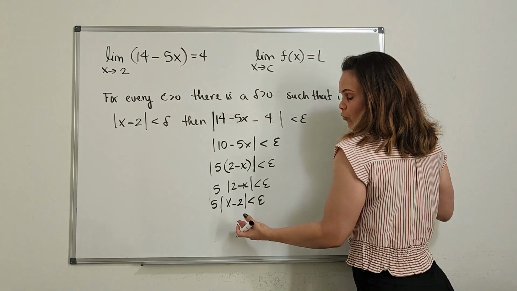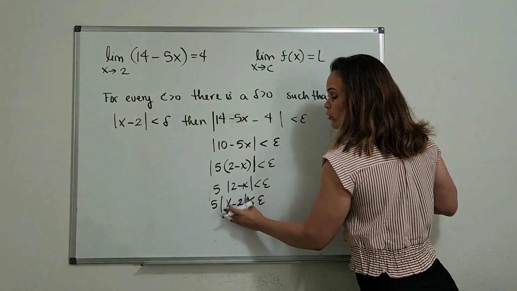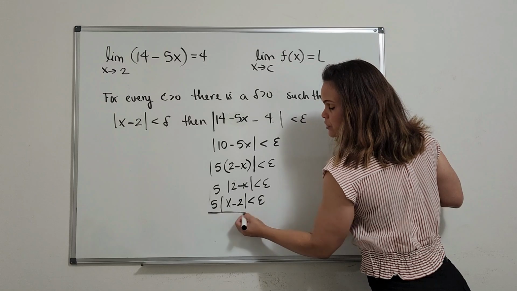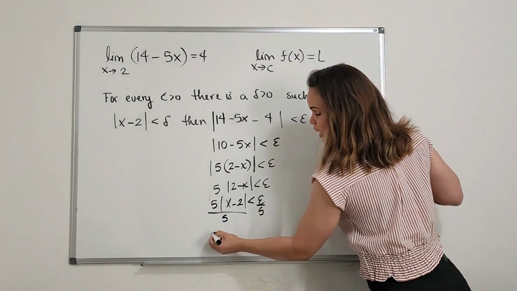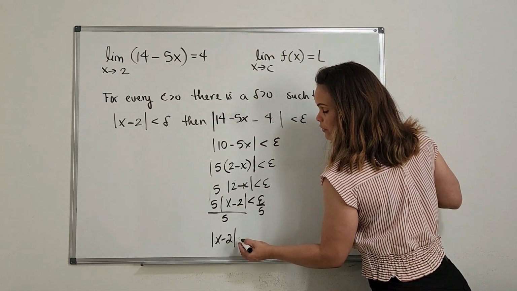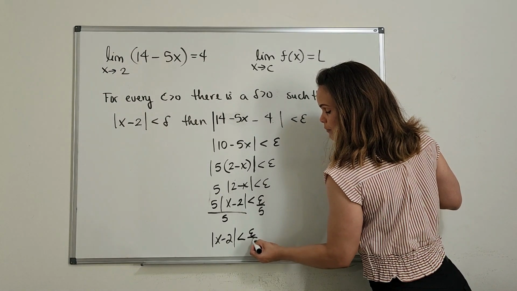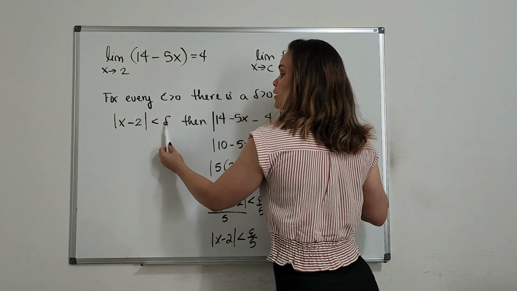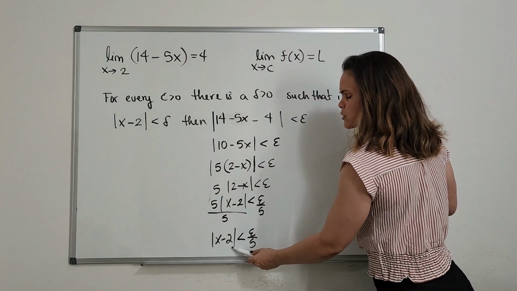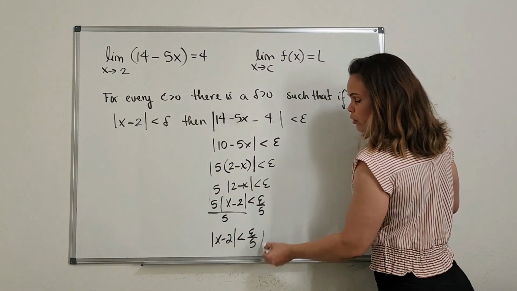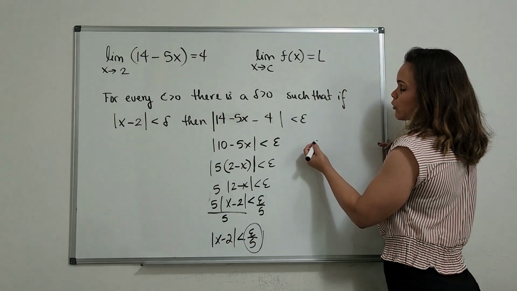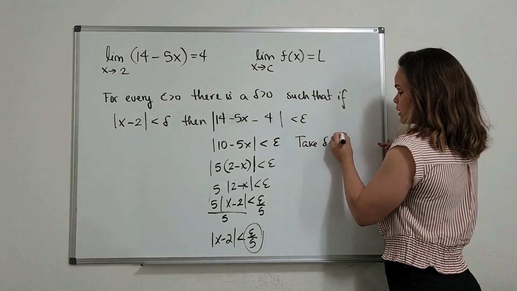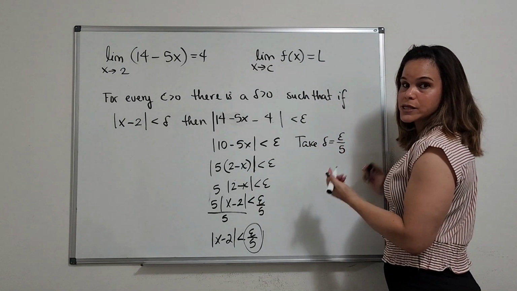Now we just need to solve for the absolute value of x minus 2. The remaining step here is just to divide by 5. So I have the absolute value of x minus 2 is less than epsilon over 5. So absolute value of x minus 2 less than delta, absolute value of x minus 2 less than epsilon over 5. There we go. We found the delta. So we're going to take delta as epsilon over 5, and this one is going to work.